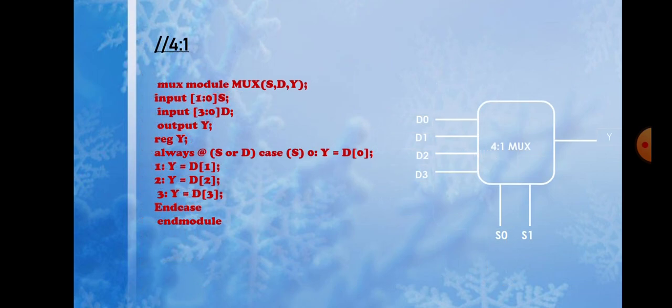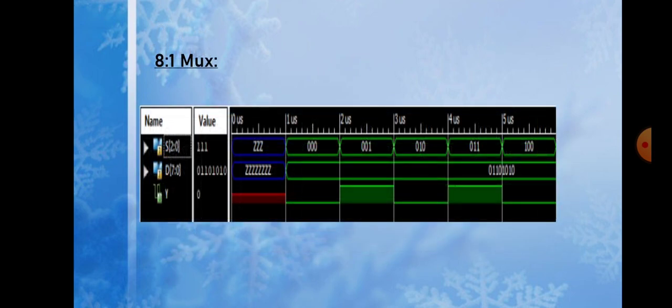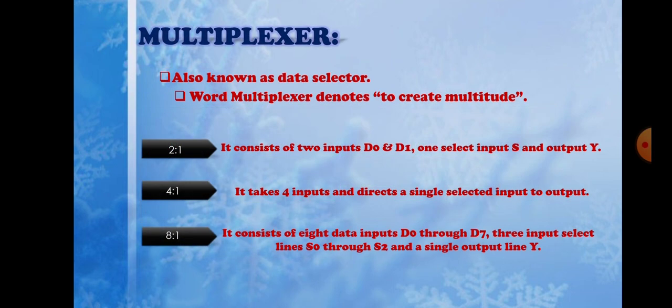Before we see the code of this program, we shall see what a multiplexer is. A multiplexer is also known as a data selector. The word multiplexer denotes a multitude. A 2:1 multiplexer consists of two inputs D0 and D1, one select input S, and output Y.